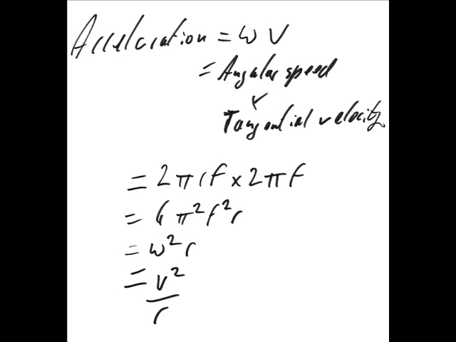Reversing the process and expressing angular speed as 2πf, you have 4π²f²r again. Tangential velocity squared is 4π²f²r². If you divide tangential velocity squared by the radius r, you get an equation for acceleration as v² divided by r, where v is tangential velocity and r is the radius.